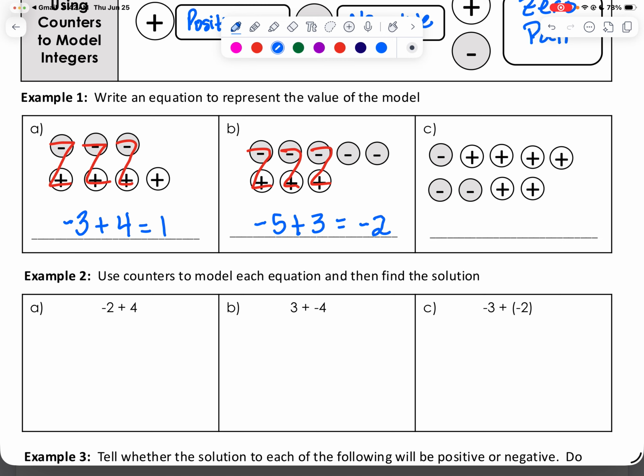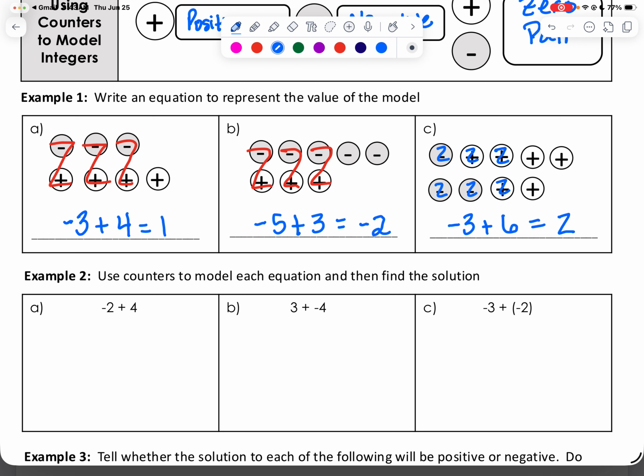In problem C, we have 3 negative counters, so that would be -3. And then we have 1, 2, 3, 4, 5, 6 positive counters. It's a little harder to zero these out because they didn't line them up, but that's okay. Take a negative with a positive, zero that out. Take another negative with another positive and zero that out. Then take this negative with this positive and zero that out. Whatever's left over is your final answer. So -3 plus 6 is equal to +3.